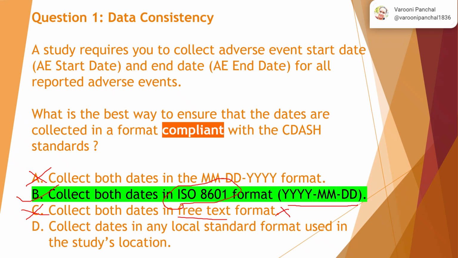Option D says collect dates in any local standard format used in the study's location. This is also not the right answer because the CDASH standard says that both the dates should be in ISO 8601 format, right?